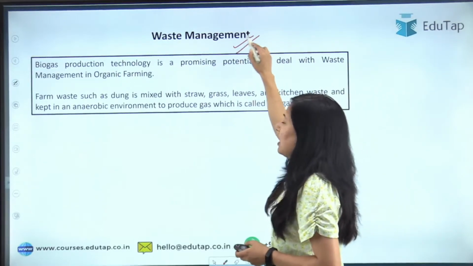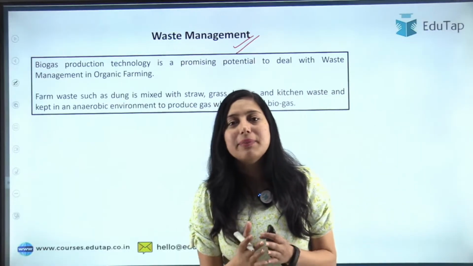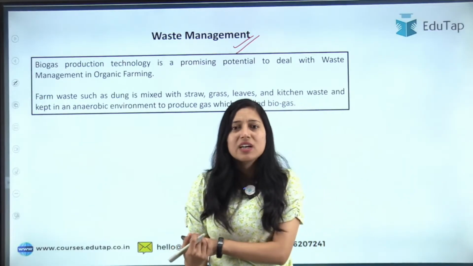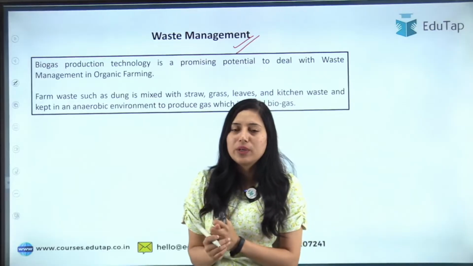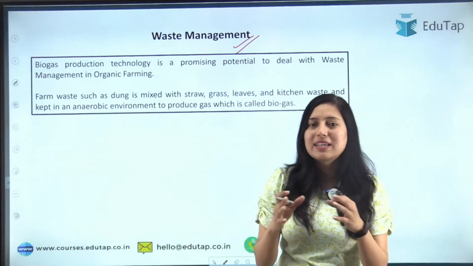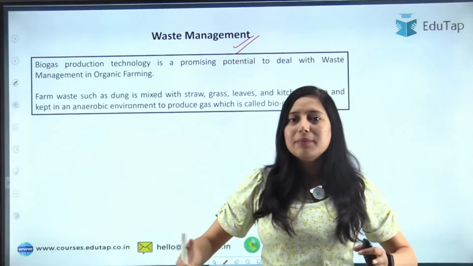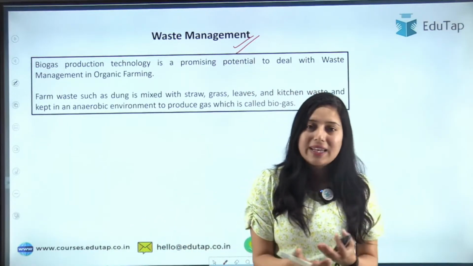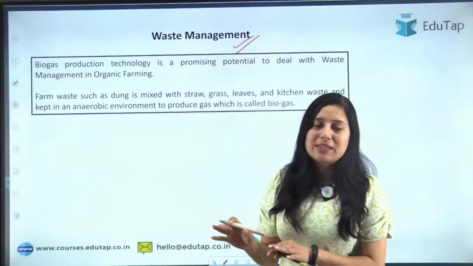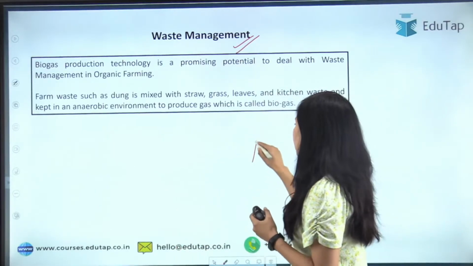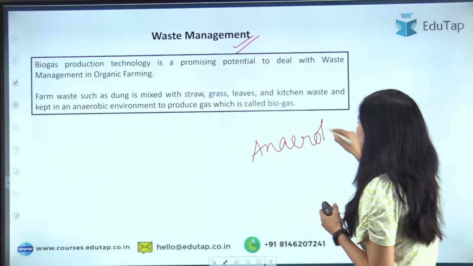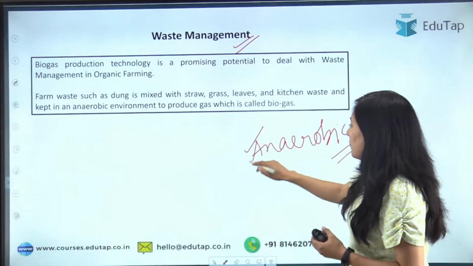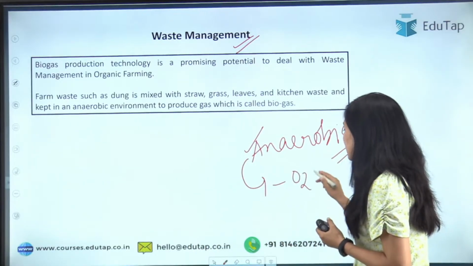Next is waste management. There is a thing you might have heard of, the biogas plant. The biogas plant is also used for managing the waste that is generated on the farm. Clear? So what is this biogas plant? Basically it is a construction built by the farmer on the farm, and the farmer takes all kinds of organic waste that he generates on his farm to this biogas plant, and there he provides anaerobic conditions. What is the meaning of anaerobic? It means absence of oxygen.